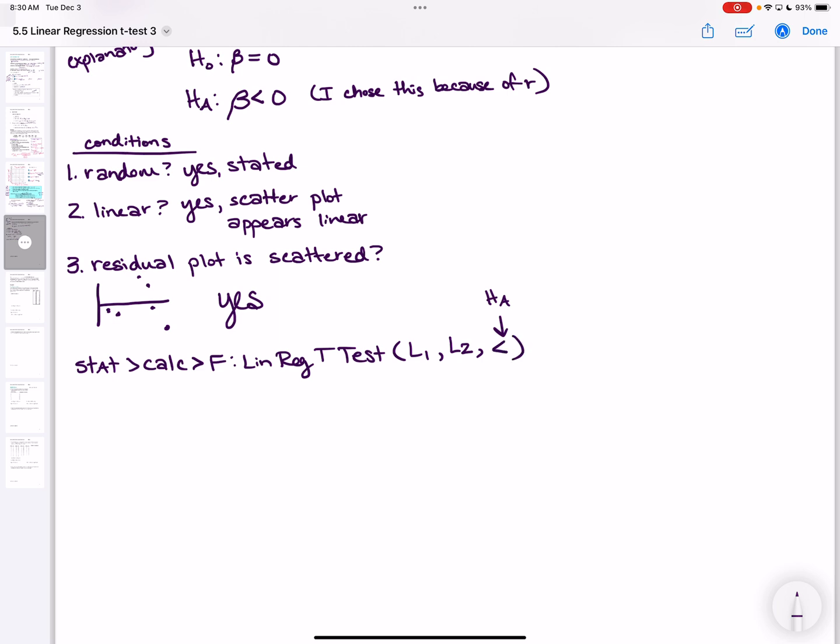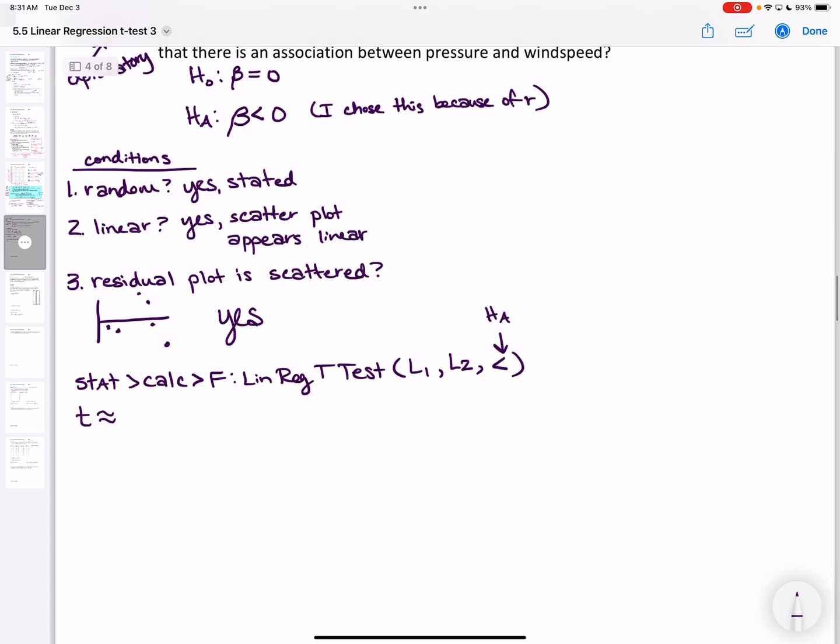It's going to give you a test statistic and a p-value. I'm going to put the p-value over here so I have room to interpret it. Yes?